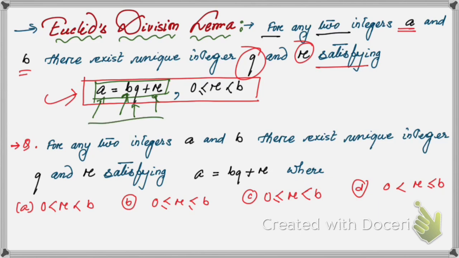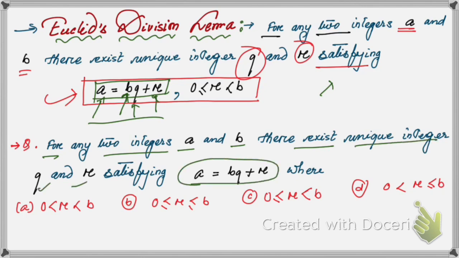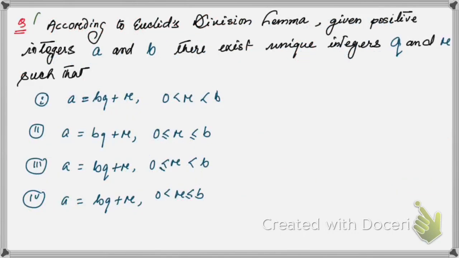A question may be asked on this topic this way: for any two integers a and b, there exist unique integers q and r satisfying a is equal to bq plus r, where... these are the four options. Which one is correct? We need to find that one. If you read Euclid's division lemma, we have this condition: r is greater than or equal to 0 and less than b. So here option C is correct. Answer C.